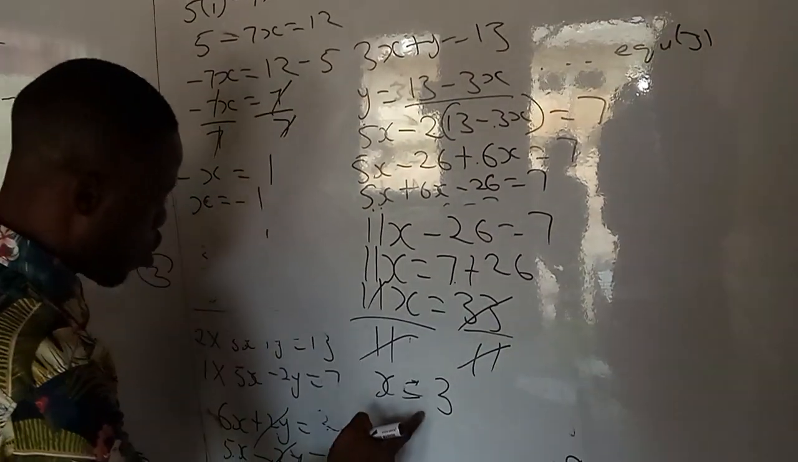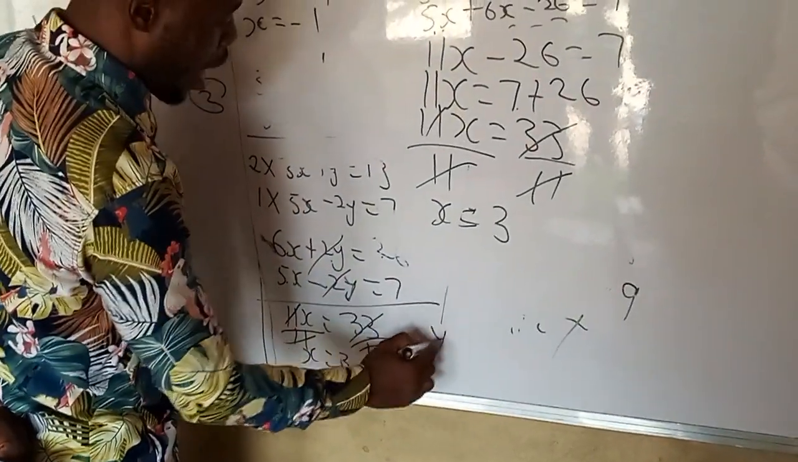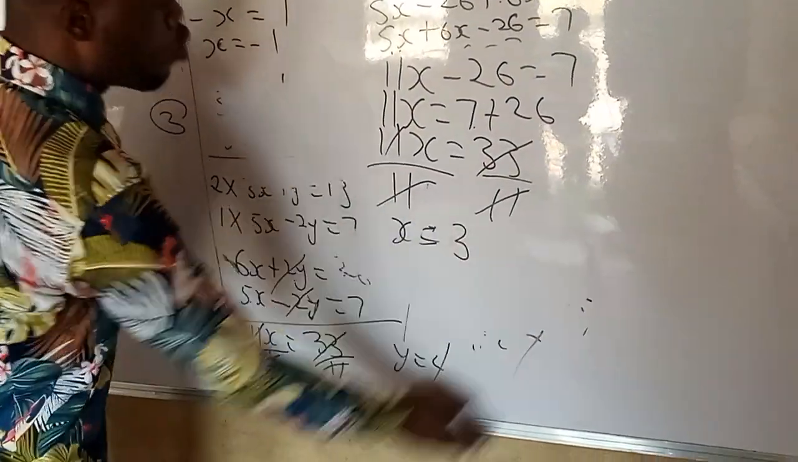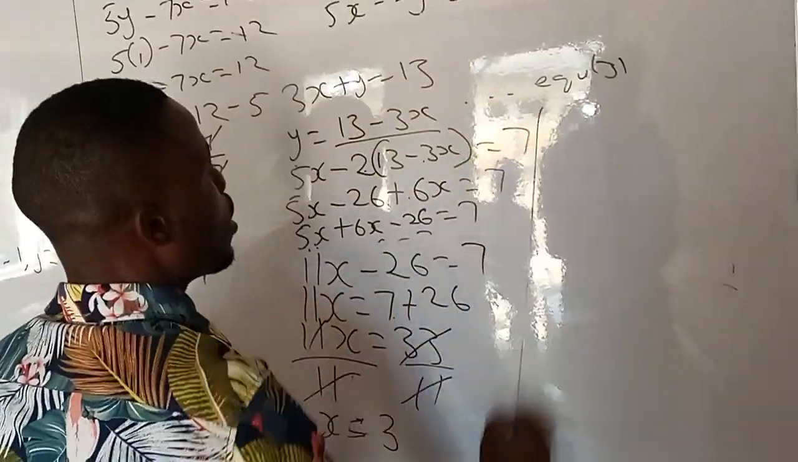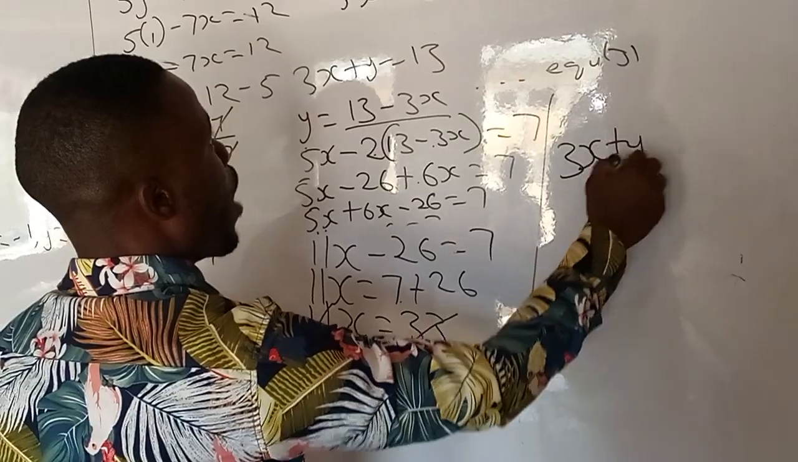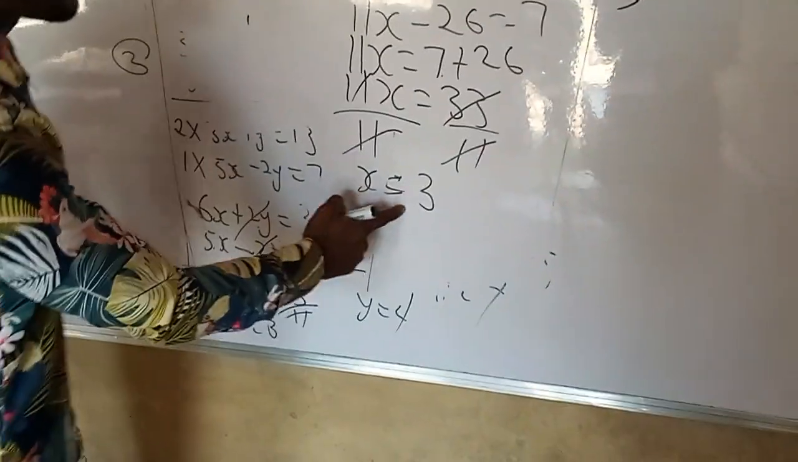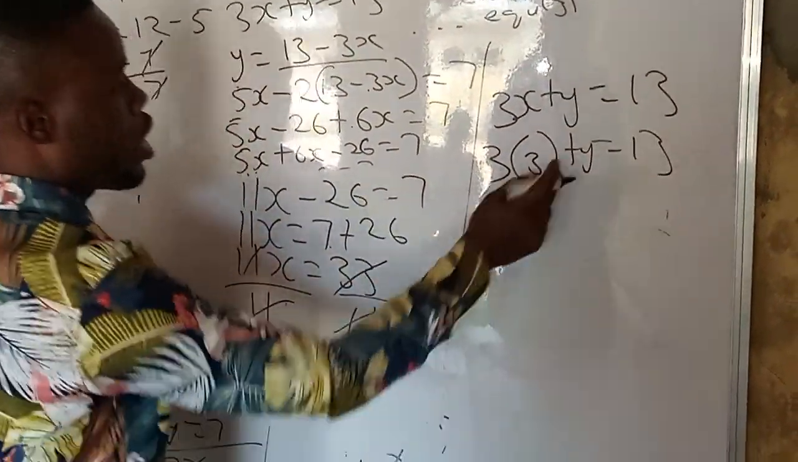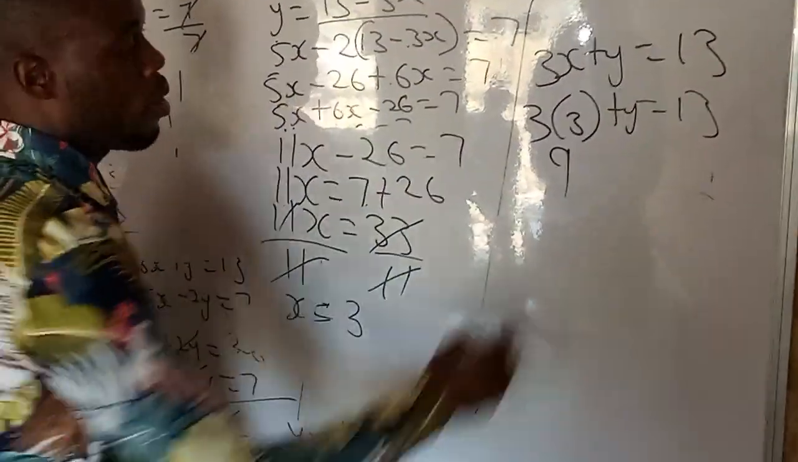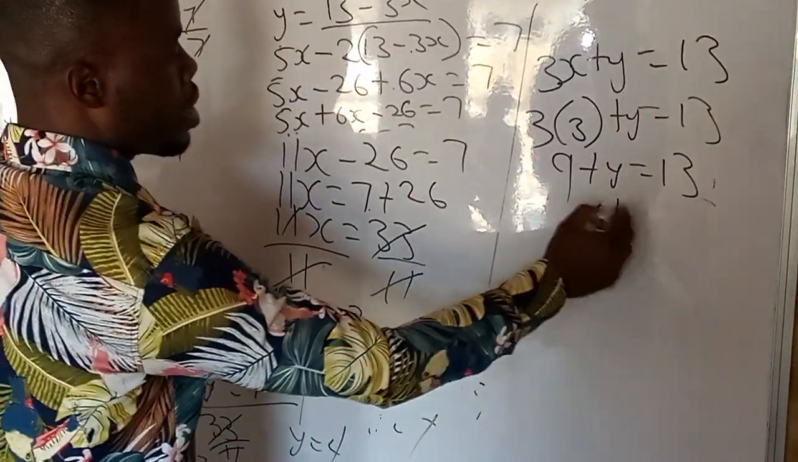So you can see that what we have in the elimination method is 3, and in this we have y equal to 4. So let's see if it will give us the same answer. We can pick any of these equations. If I'm picking 3x plus y equals 13, what is my x? My x is 3 in brackets, plus y equals 13. So 3 times 3 is what? 9. Plus y equals what? 13.